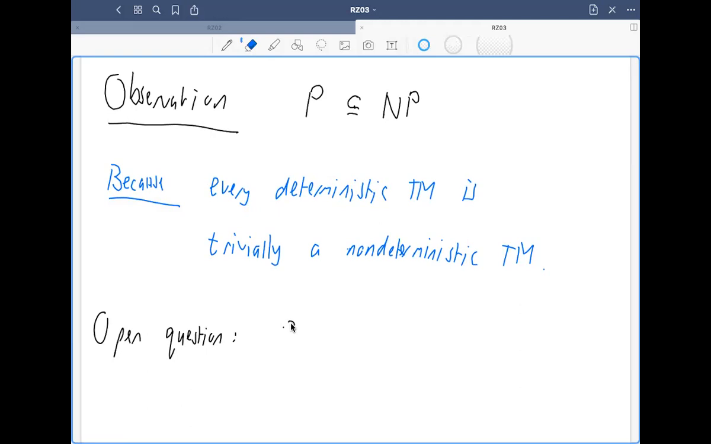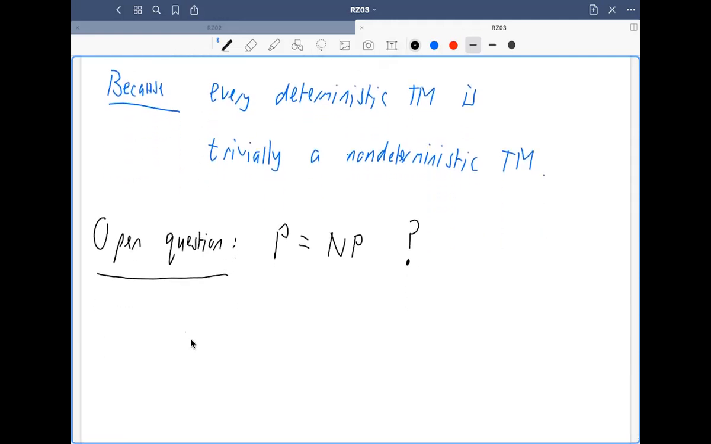So the open question is, does the other inclusion hold? And if the other inclusion holds, of course, there's an equality. So the question that's normally asked is, is P equal to NP? Or actually, people often say P is not equal to NP, because the conjecture is, it is widely conjectured that they're not equal.